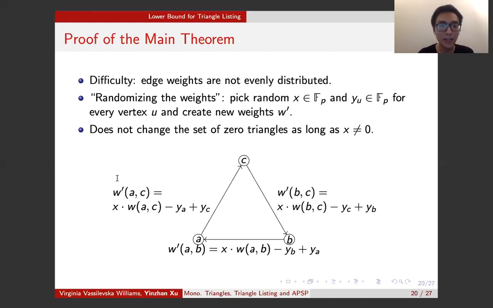Okay, so if we look at any triangle ABC, and we look at the sum of the 3 edges, it's easy to see that the sum of the new weights is exactly x times the sum of the old weights. Therefore, as long as x is non-zero, a 0 triangle remains a 0 triangle, and a non-zero triangle remains a non-zero triangle. So the set of 0 triangles stays the same. And x is 0 with probability only 1 over p. If p is sufficiently large, this probability is negligible, so we can simply ignore it here.